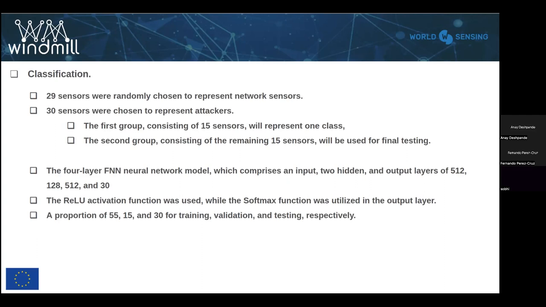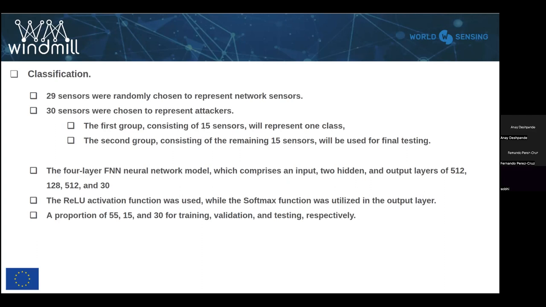On the classification, we do the following. We choose 30 sensors to make it easy to present. Showing the result, we assume that we have 29 sensors in our network and 30 classes. Usually in other works, they just show the idea without adding a class to represent the attacker. So it just tells you this data belongs to one of these sensors. But if you bring data from the second group, sensors not collaborating in training, it will fail.